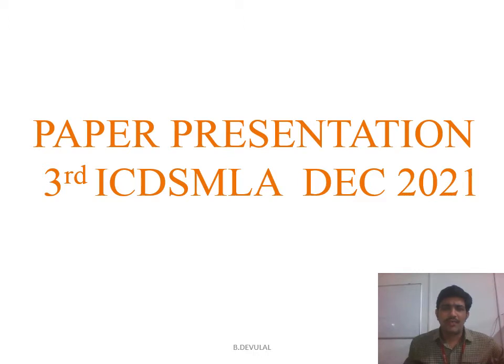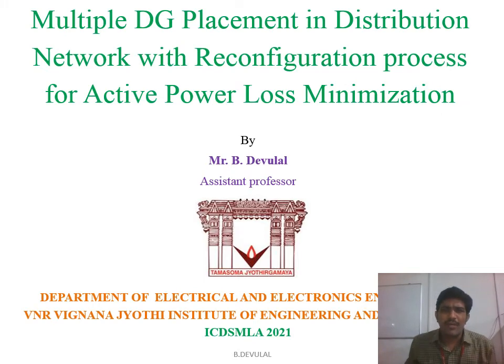I am presenting my paper at the third International Conference on Data Science, Machine Learning, and its Applications in December. The title of my project is Multiple DG Placement in Distribution Network with the Reconfiguration Process for Active Power Loss Minimization. In this case, there are the generation of power, the transmission, and the distribution.